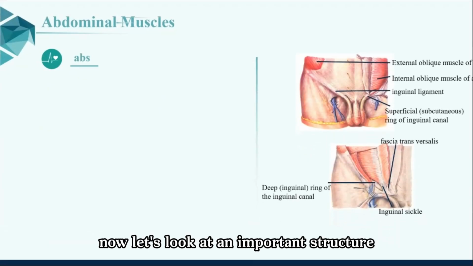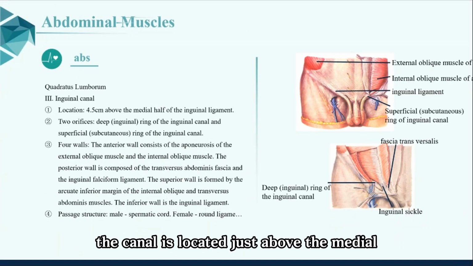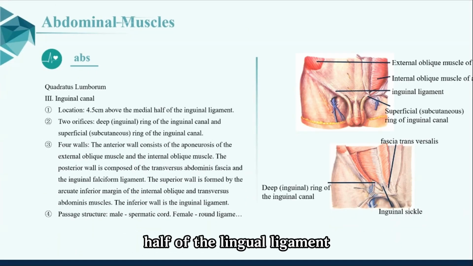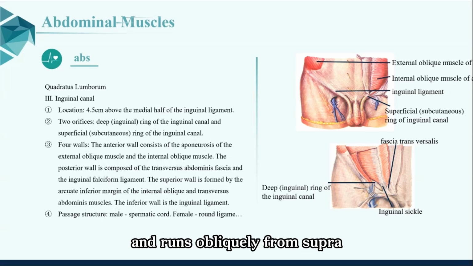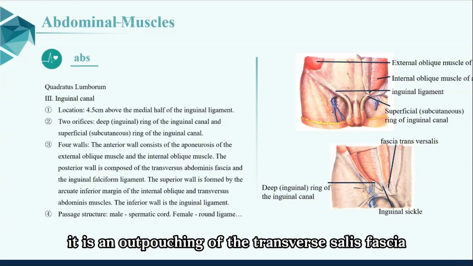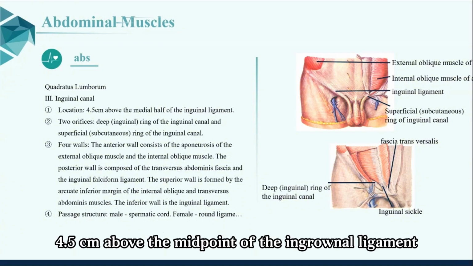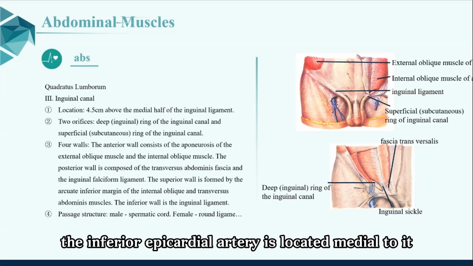Now, let's look at an important structure, the inguinal canal. The canal is located just above the medial half of the inguinal ligament and runs obliquely from superolateral to inferomedial. It is about 4 to 5 centimeters long. The internal opening of the canal is called the deep inguinal ring. It is an outpouching of the transversalis fascia located about 1.5 centimeters above the midpoint of the inguinal ligament. The inferior epigastric artery is located medial to it.